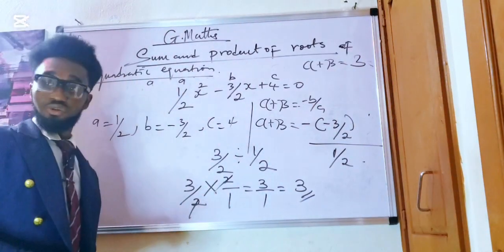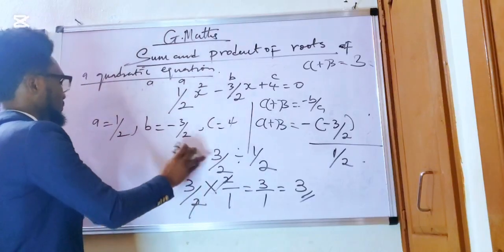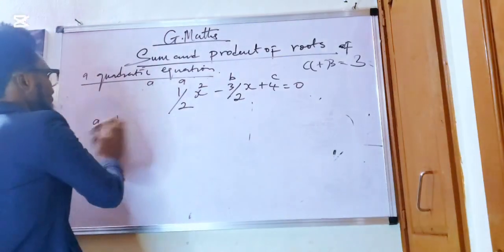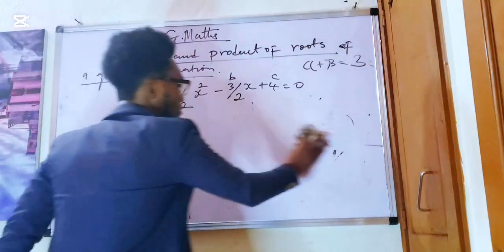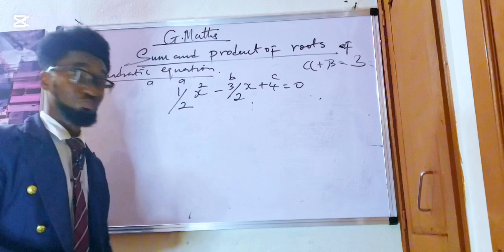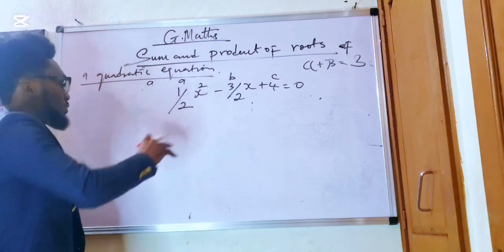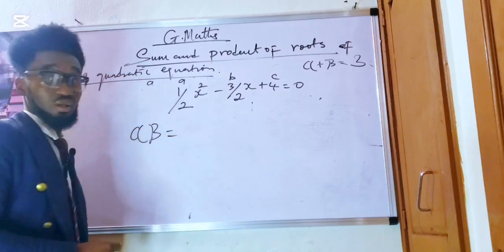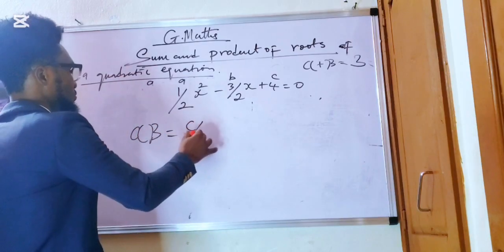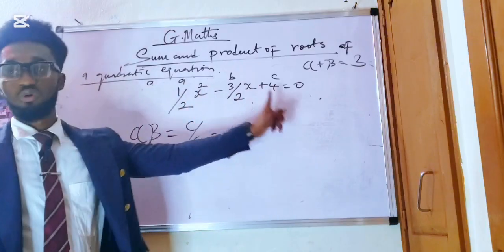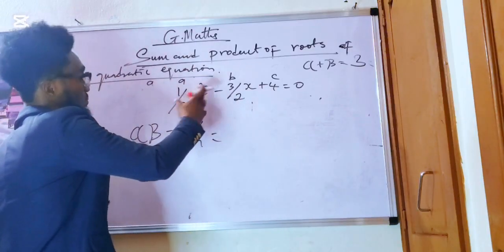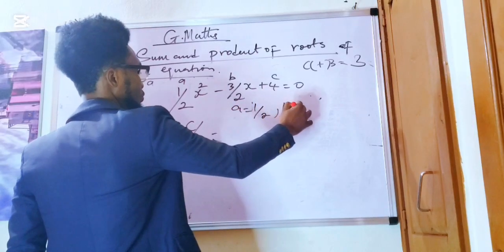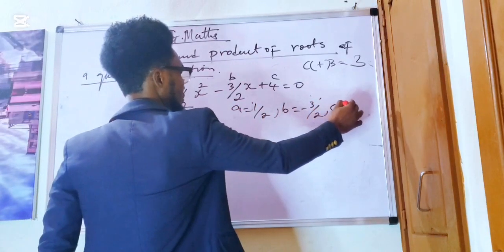Next up, we talk about alpha beta, that is the product of roots. So let's look at the product of roots. Under the product of roots, you have alpha beta. Remember, the formula is C over A. Already we've stated what we need here. Let me restate it again. We have that A is 1 over 2. B is minus 3 over 2. And C is 4.